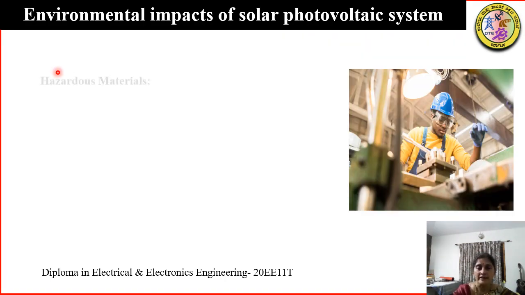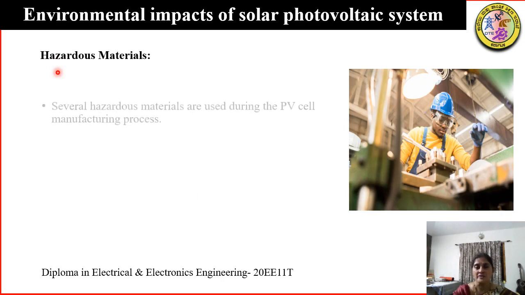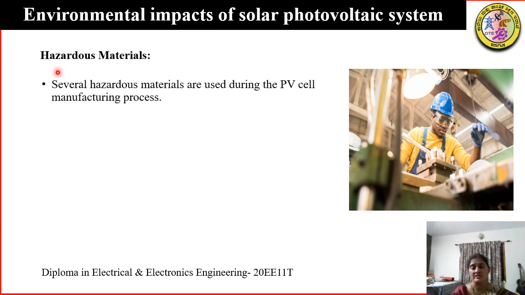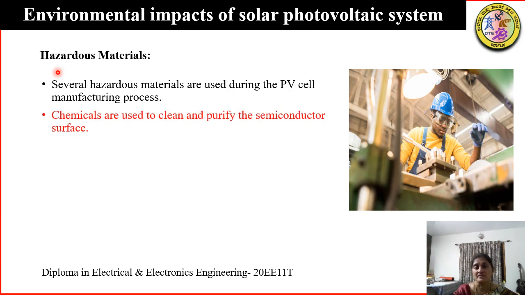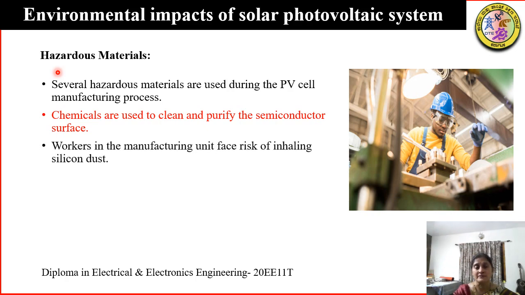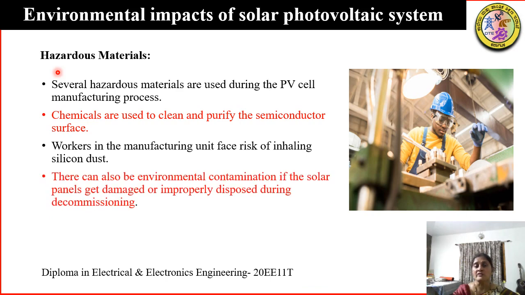In a photovoltaic system, there is no combustion and there are no products of combustion. There is absolutely no emission. But several hazardous materials are used during the manufacturing process. These chemicals are used to clean and purify the semiconductor. When the purification goes on, the workers in the industry have a very high risk of inhaling silicon dust, which is very harmful to human health.